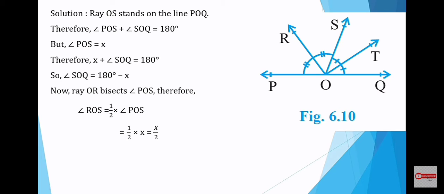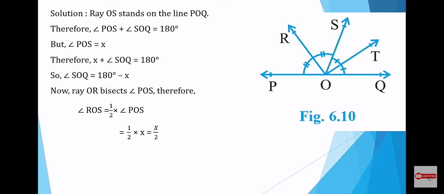Okay, given ray OR bisects angle POS. Therefore, angle ROS is equal to half of angle POS. That is equal to half into X, which is equal to X by 2. So now you got the value of angle ROS is equal to X by 2.